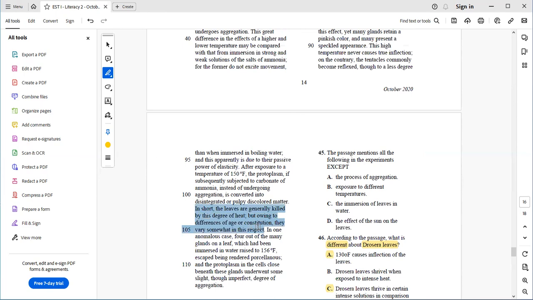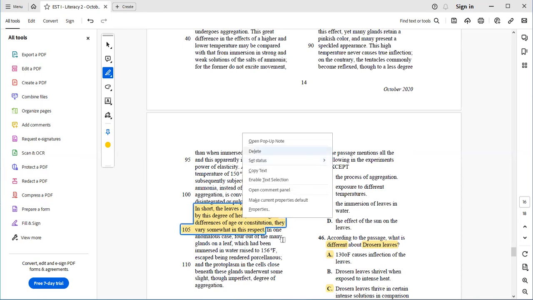In short, means in summary, the leaves are generally killed by this degree of heat, but owing to differences of age or constitution, they vary somewhat in this respect. Wait, teacher, he talks about difference, but he doesn't mention Drosera. He doesn't mention Drosera, and even if you go to the sentence before, he doesn't mention Drosera. Thank you. It's not the answer.